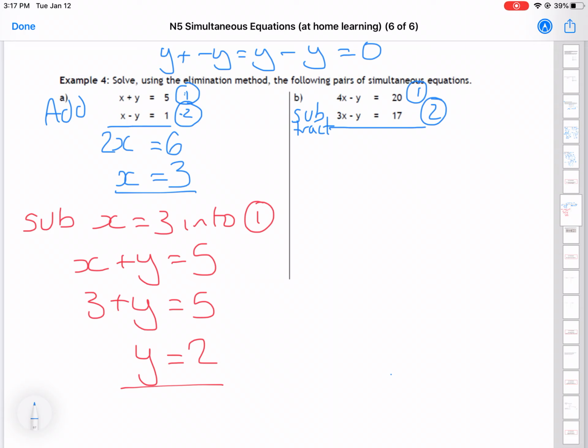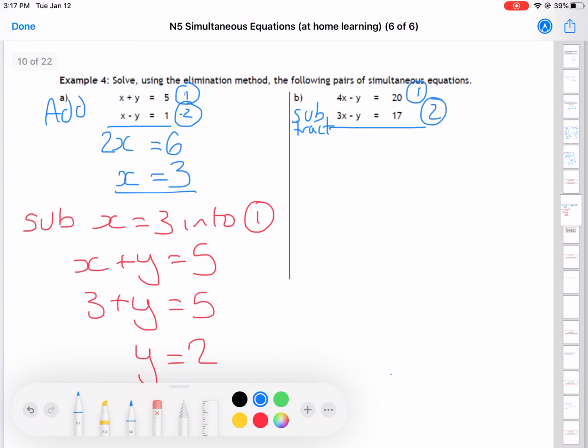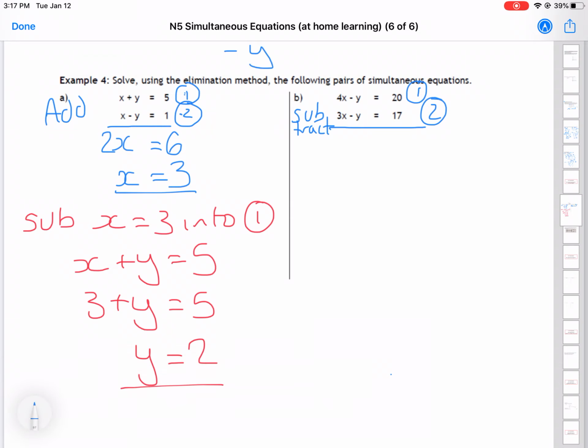Can't quite fit the whole word in there, so subtract these two. The reason we are subtracting them is because, so we'll get rid of this bit at the top just now, I can show you why that is. So negative y subtract negative y is the same as negative y plus y. Those two negatives become a plus, which is 0. So subtracting these two will give you the 0 in place of y, so we'll eliminate the y.